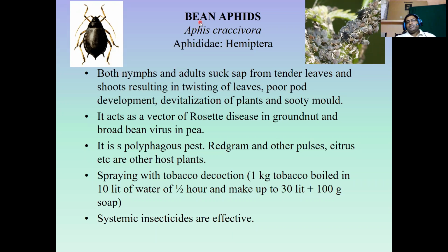Right here in the aphids, you know this is a hemipteran, so the nymphs and adults suck the sap from the tender leaves and shoots, resulting in twisting of leaves and poor pod development or devitalization of the plant and stunting. This is the problem of aphids. If they are abundant, they can cover the whole aerial part of the plant, continuously sucking the sap from the leaves, branches, and soft parts of the plant, so the plants will wither away.